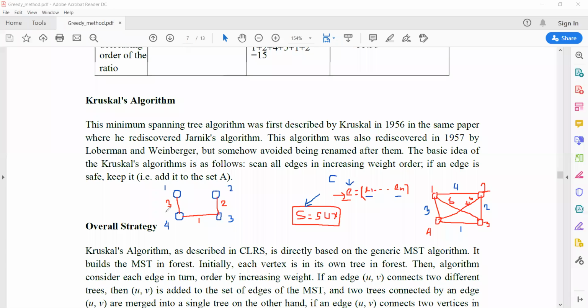I need to keep in mind how many edges I have added. For Kruskal's minimum spanning tree, the number of edges must always be n minus 1. So if you have n vertices, then the tree will be generated by n minus 1 edges.